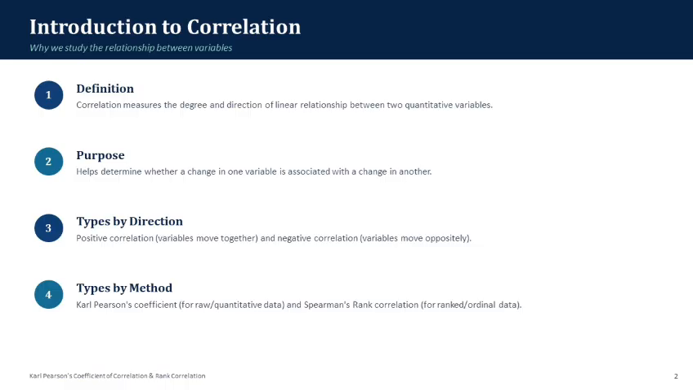Coming to the introduction of correlation, correlation measures the degree and direction of linear relationship between two quantitative variables. It helps determine whether a change in one variable is associated with a change in another. It has two types by direction. One is positive correlation, where the variables move together, and another is negative correlation, where the variables move oppositely. Correlation has two types by method. One is Karl Pearson's coefficient, and another is Spearman's rank correlation.